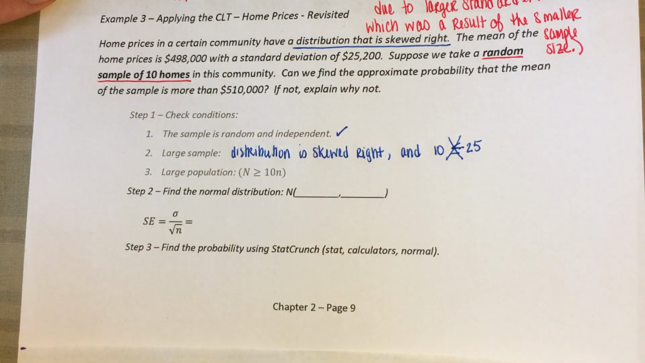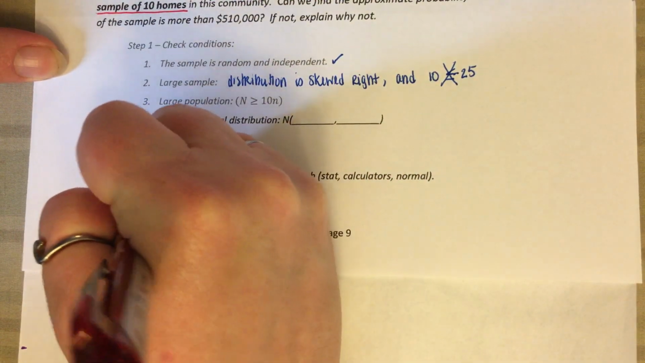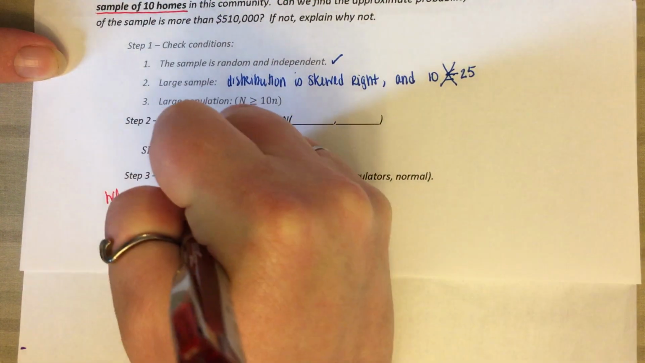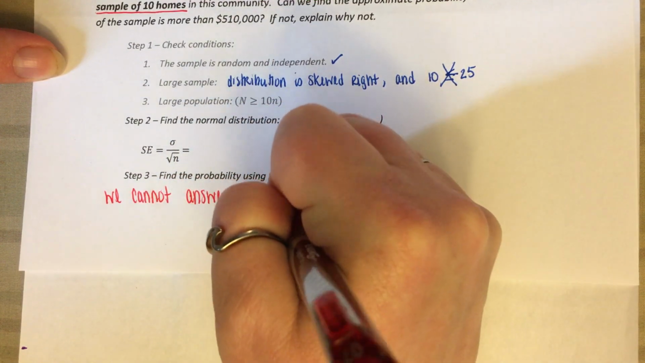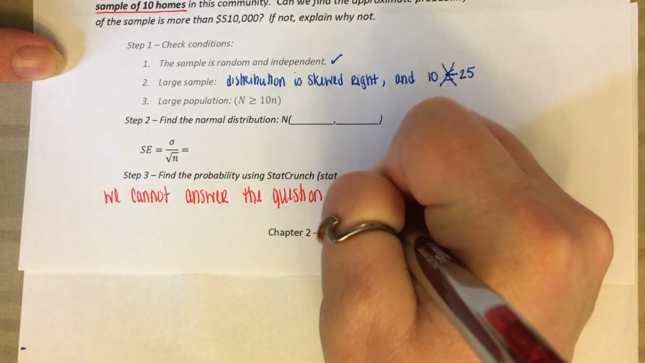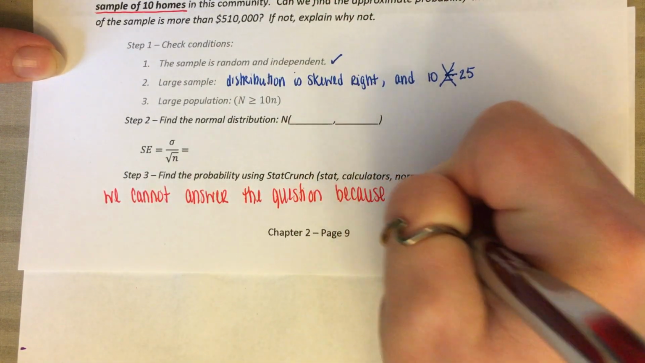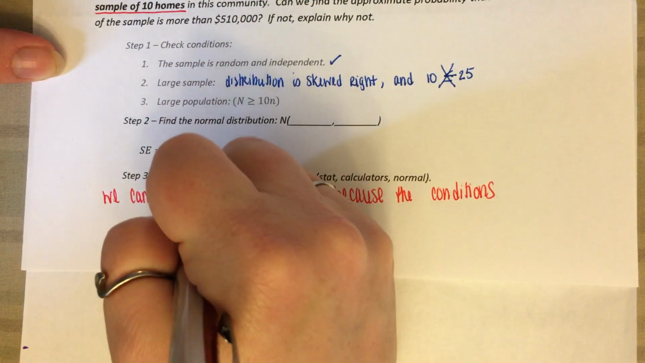So can we find the approximate probability that the mean of the sample is more than 510,000? No, we cannot. So we're going to explain why not. We're going to say we cannot answer the question because the conditions are not satisfied.